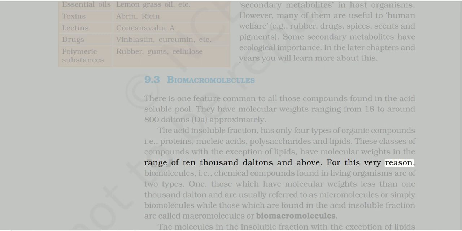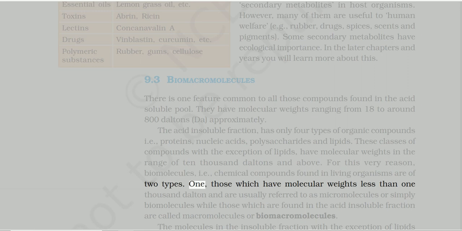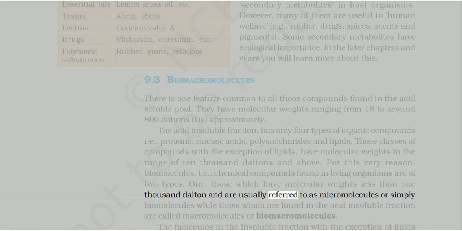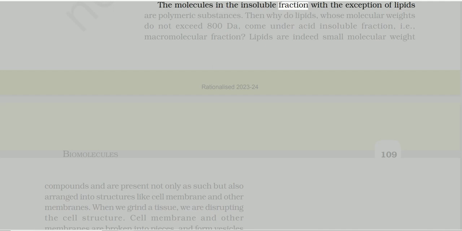For this very reason, biomolecules, i.e., chemical compounds found in living organisms, are of 2 types. 1. Those which have molecular weights less than 1000 dalton and are usually referred to as micromolecules or simply biomolecules, while those which are found in the acid-insoluble fraction are called macromolecules or biomacromolecules. The molecules in the insoluble fraction, with the exception of lipids, are polymeric substances.